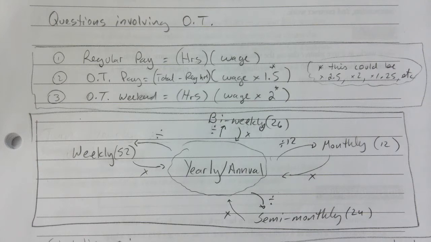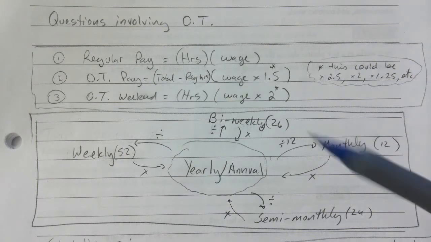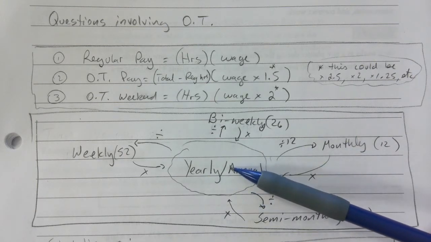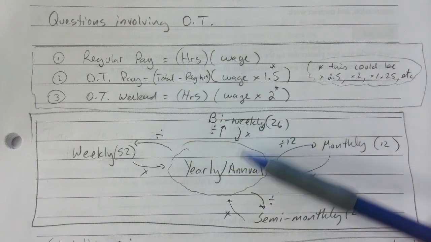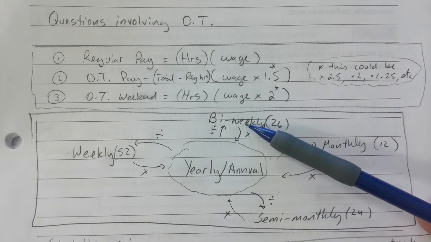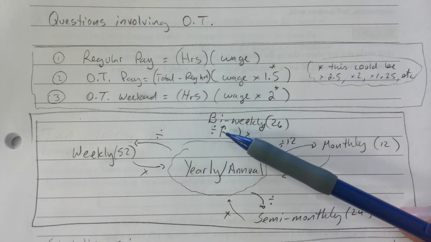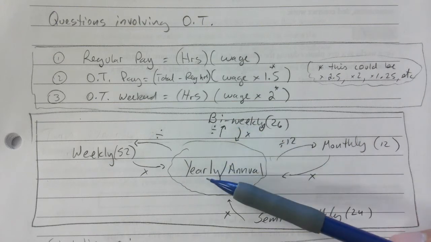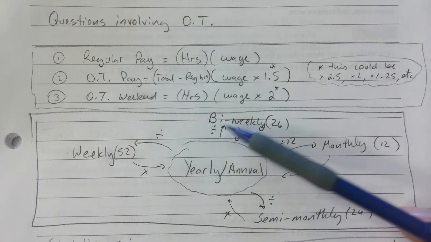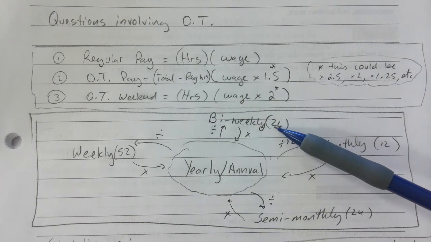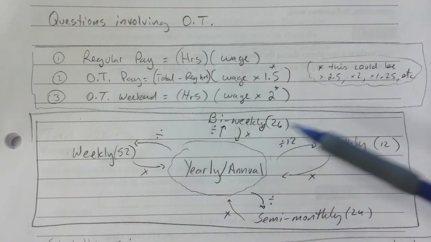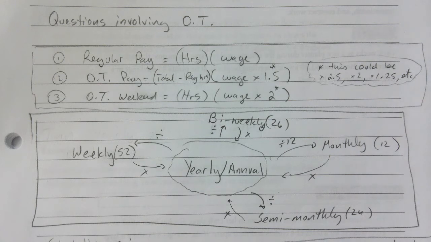And then you have that cloud there where I basically just show you how to go from yearly to bi-weekly. Look at the arrows. If you go to bi-weekly from the yearly, you divide by 26 in that case, and you multiply going the other way. So it helps you to remember which way it goes here.